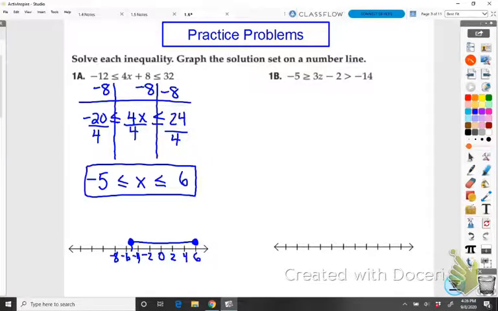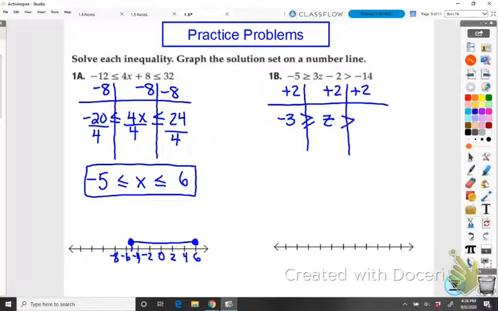1b, same thing. Drop the divider lines. Focus on the center. I want to take away 2 from the middle, so now I'm going to do the opposite and add 2. Left, right, center. This is negative 3 is greater than or equal to z is greater than or equal to negative 12. And I forgot my 3. Okay. Now divide all 3 steps by 3. Left, right, middle. You get negative 1 is greater than or equal to z is greater than negative 4.